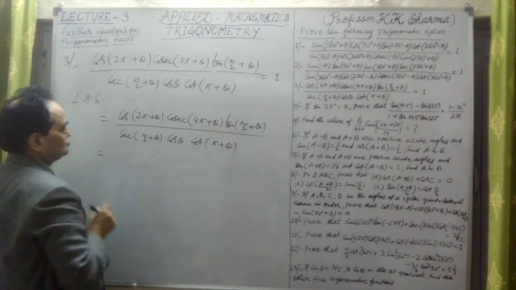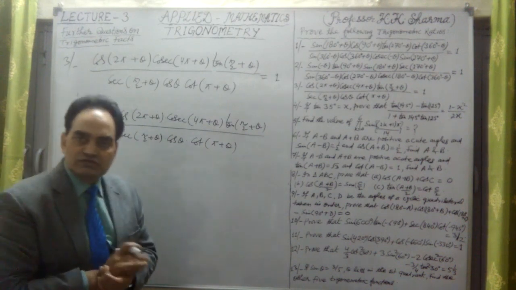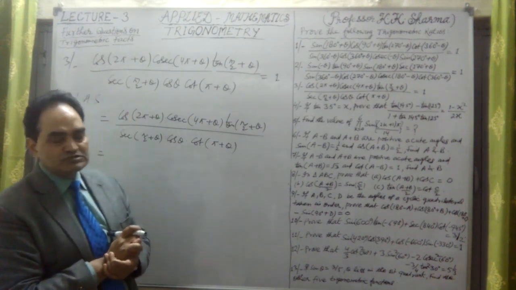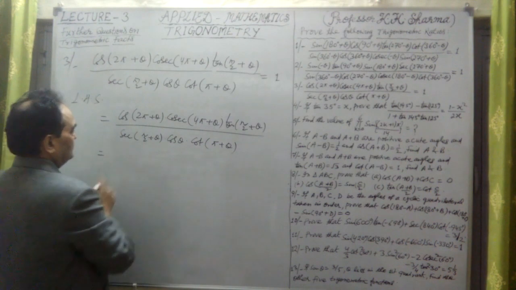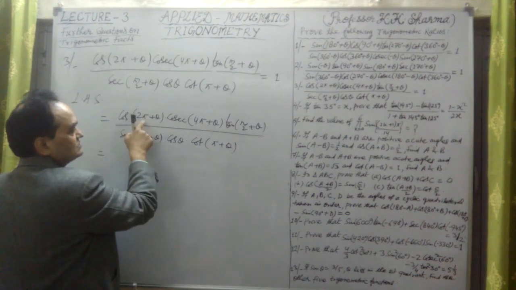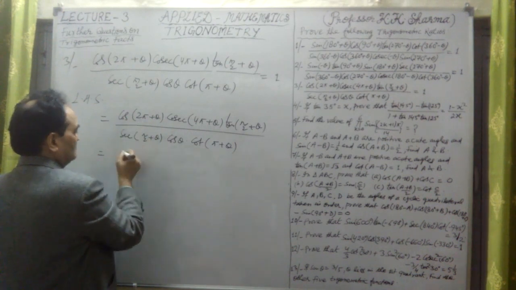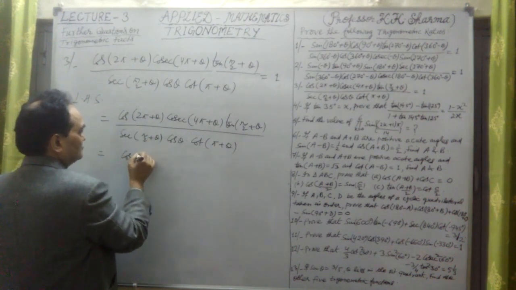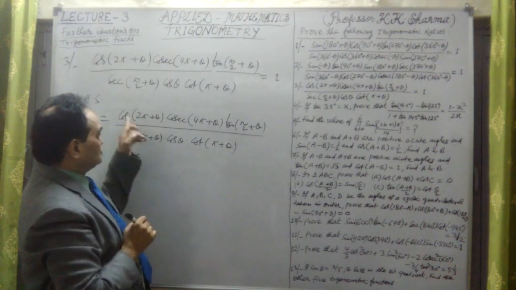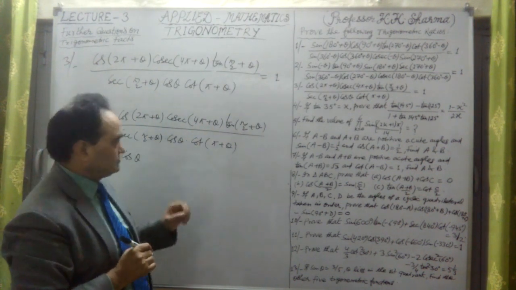What is cos of 2 pi plus theta? 2 pi means 360 degree, and 360 degree plus theta comes in the first quadrant. In the first quadrant all are positive, so cos is positive. It is cos theta only. Cos of 2 pi plus theta is cos theta, positive.